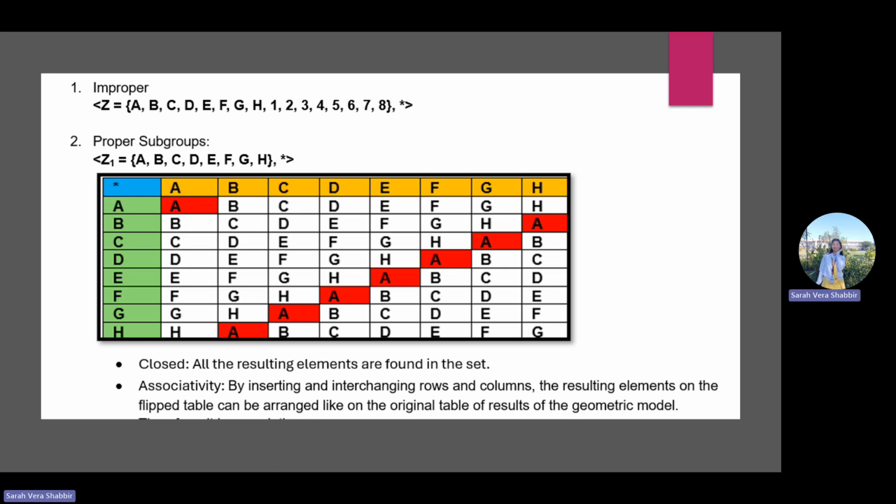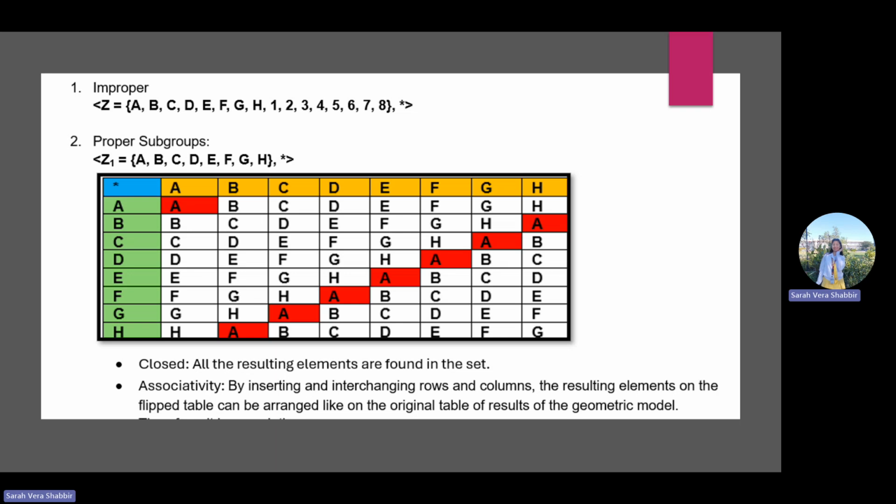And as we can see here in our table, all the resulting elements from the table are in our original set. Okay, let's use a laser pointer. As you can see here, A up to letter H. There are no other letters and there are no numbers, since our original set only consists of A to H, meaning our subgroup is closed because all the resulting elements are found in the set.